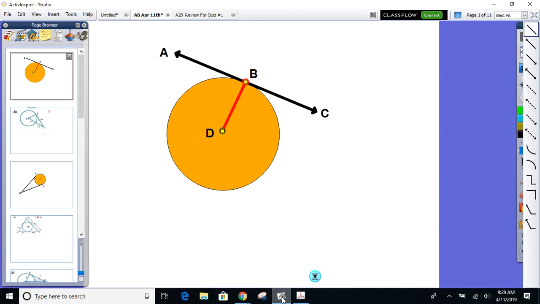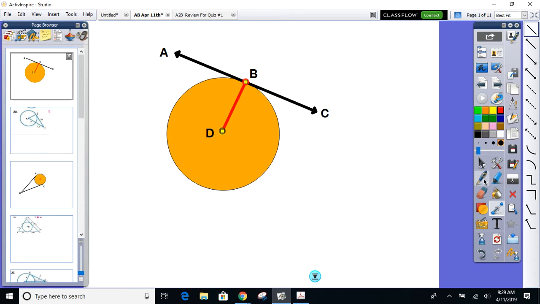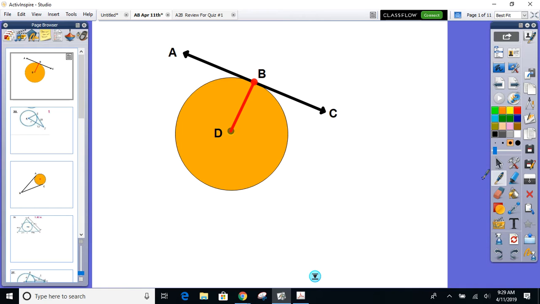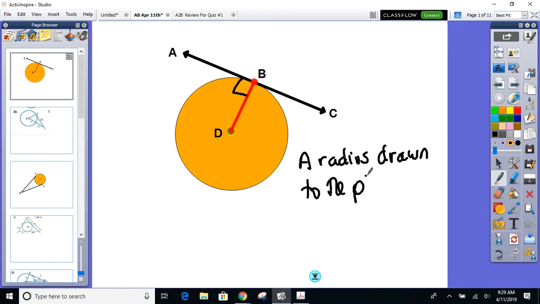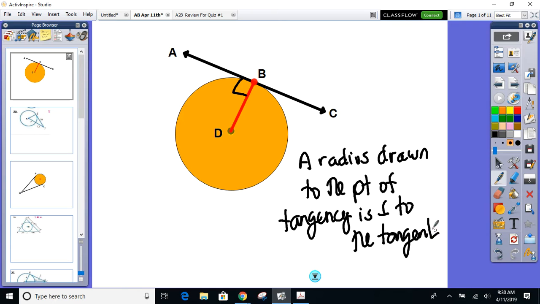What's happening right now as I draw that radius to point B? Oh, it's perpendicular, it forms a right angle. And you may have to write this in your reasons column: a radius drawn to the, what do we call this again? Point of tangency. And this is one of the longer theorems, is perpendicular to the tangent. All good there.